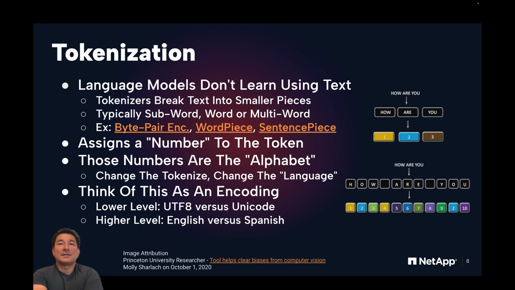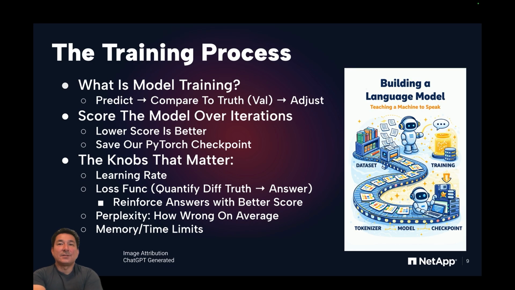Probably the most important thing to understand about tokenizers is if you tokenize a dataset using one particular tokenizer, you can't use a different tokenizer mid-process. Think of a tokenizer as an encoding. If you change the encoding, you change the language. A great example of this is if you were to encode a document using UTF-8, and you used a Unicode parser to parse the document, that document would appear corrupted, and the same is true for tokenizers and language models.